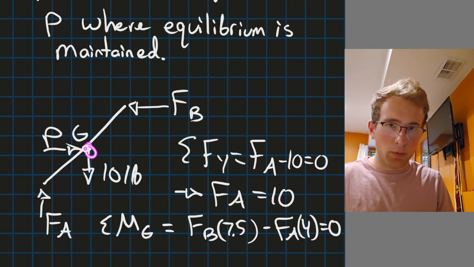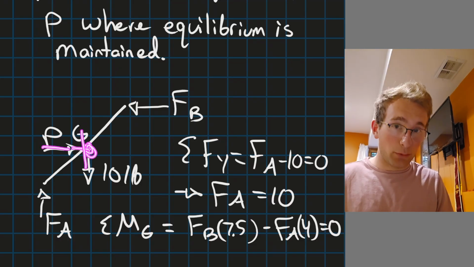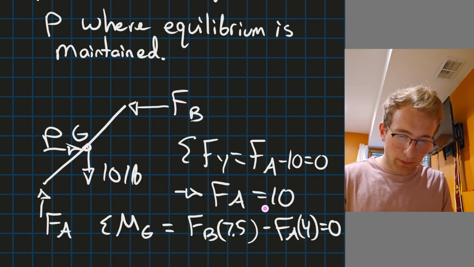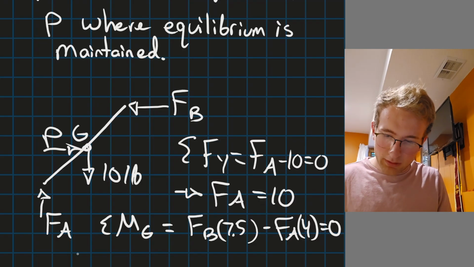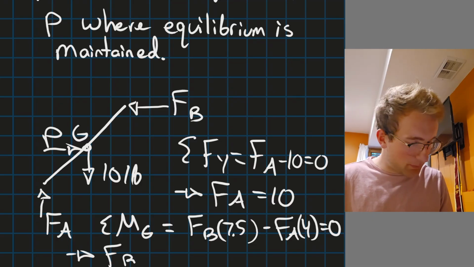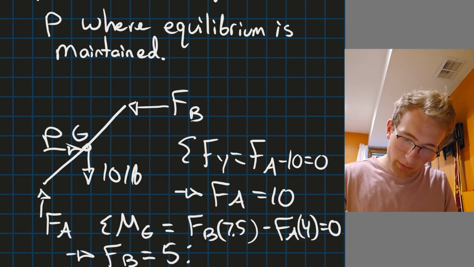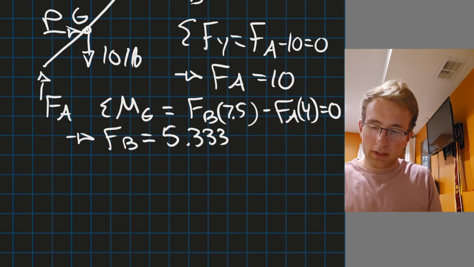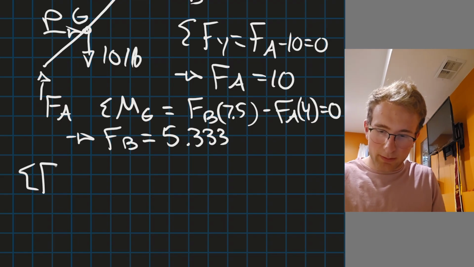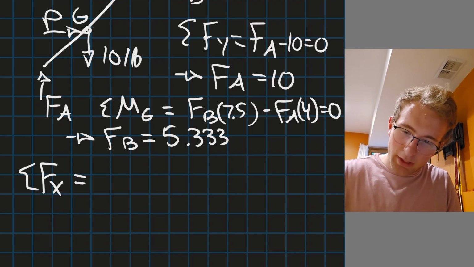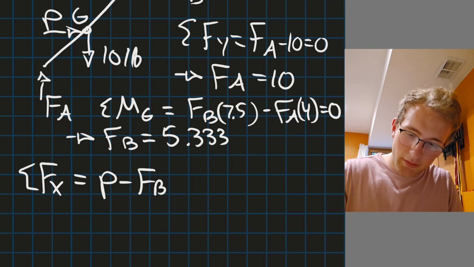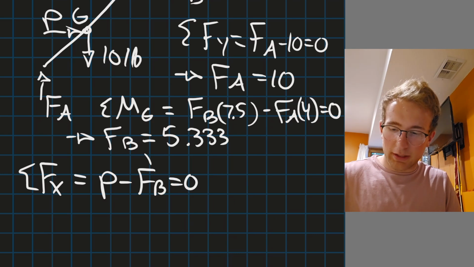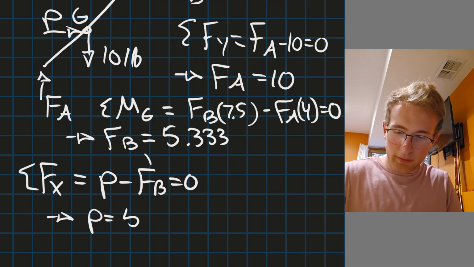These forces don't cause a moment about G because their line of action goes through G. I can plug in 10 for Fa right there. If I solve for Fb, I get 5.33. And then the one equation I haven't used yet, sum of forces in the x direction, I get P minus Fb is equal to 0. Plug my value of Fb in there, and I get P is equal to 5.33.